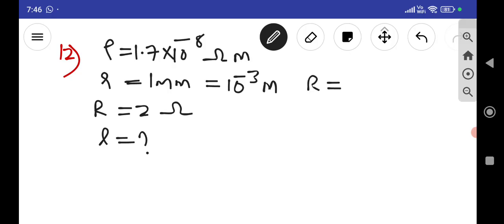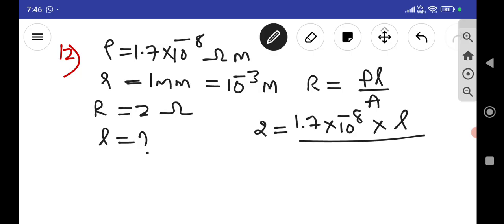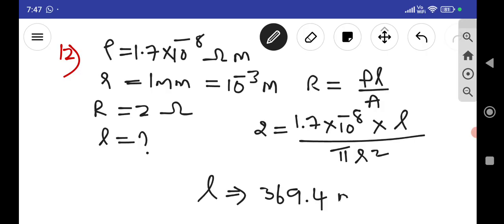So R is equal to rho into L by A. If we substitute, 2 is equal to 1.7 into 10 to the power of minus 8 into L by pi r square. So R value is given. So if you are checking out finally length on all the substitution, we will get 369.4 meters. So hope you have understood. You can substitute the values and calculate. Now the last question, 13.